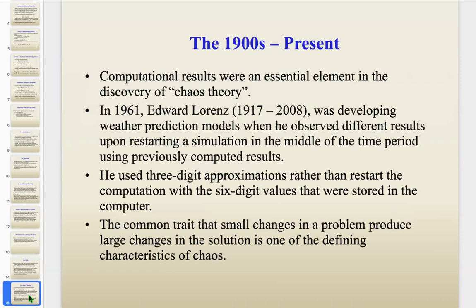The computational results were an element in the discovery of chaos theory, and Edward Lorenz was developing weather prediction models when he observed different results upon restarting a simulation in the middle of the time period using previously computed results.